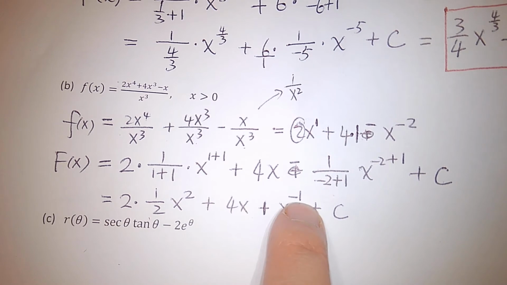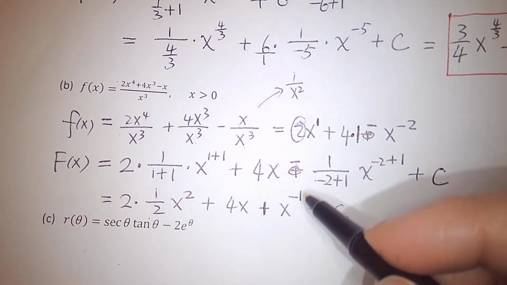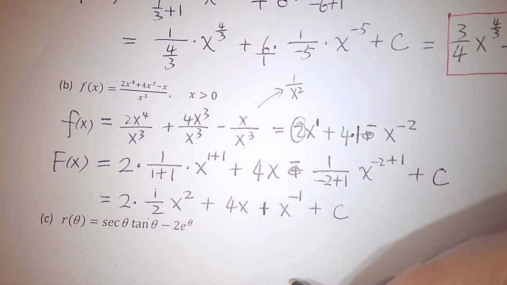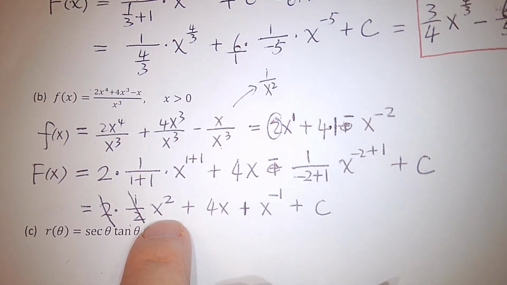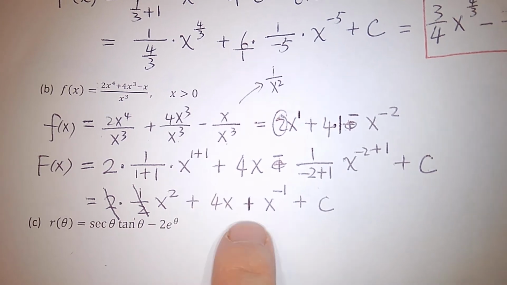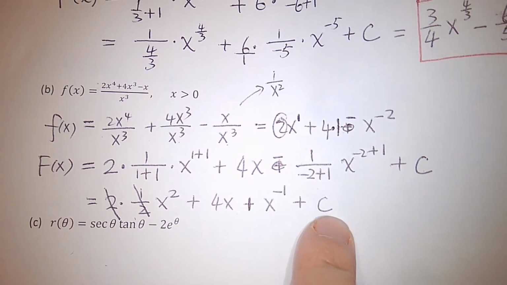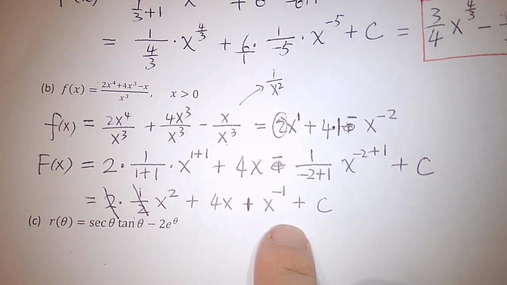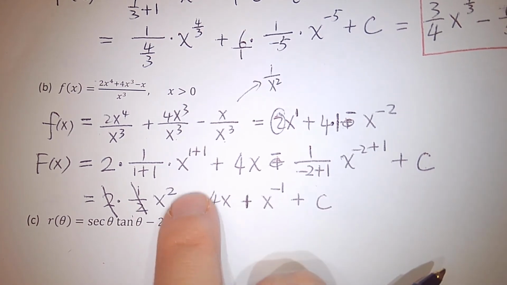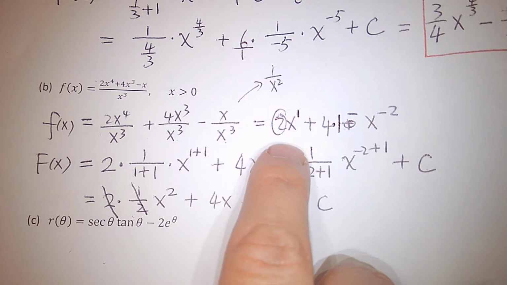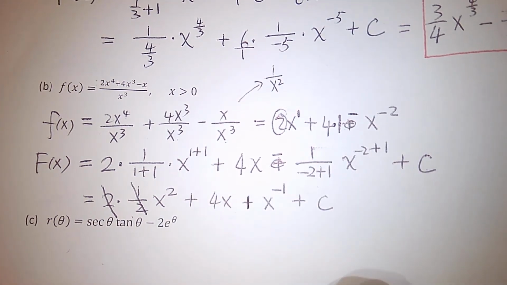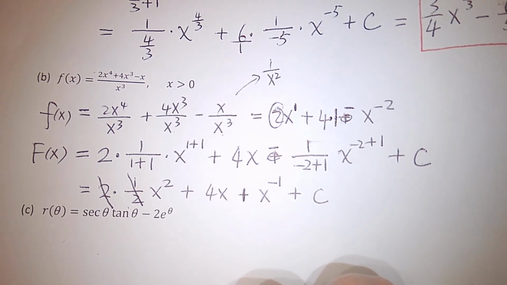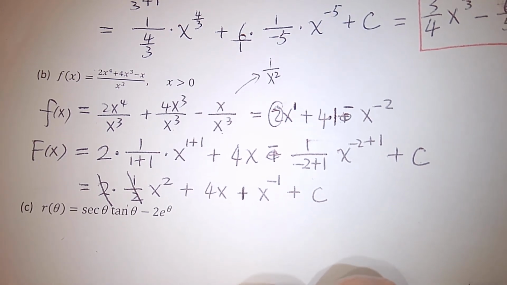You can keep this negative exponent there, or you can rewrite it as 1 over x, either way. 2 times 1/2 is gone, so the eventual answer is x squared plus 4x plus x to the negative 1 plus c. How to check whether this is correct or wrong? Differentiate this result and see whether you can get lowercase f or not. Any question from this one? No? We keep using the formula from the table, right?